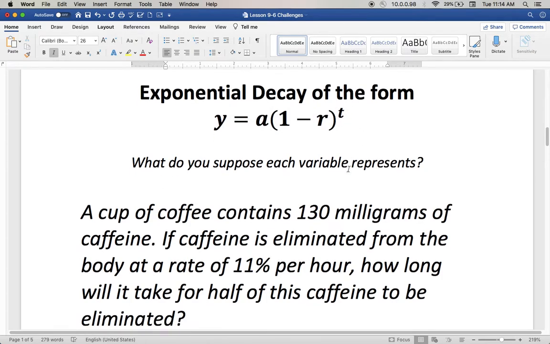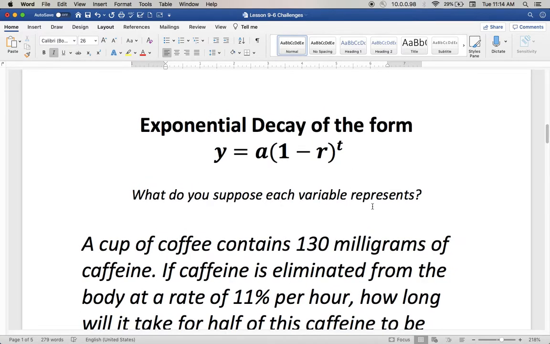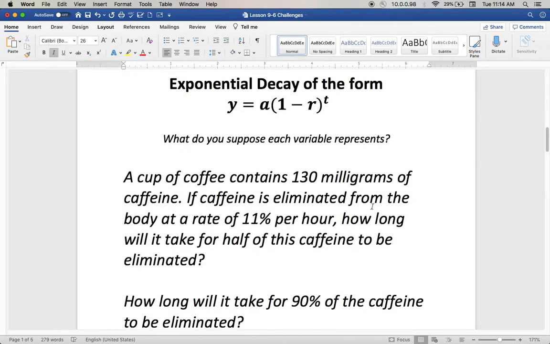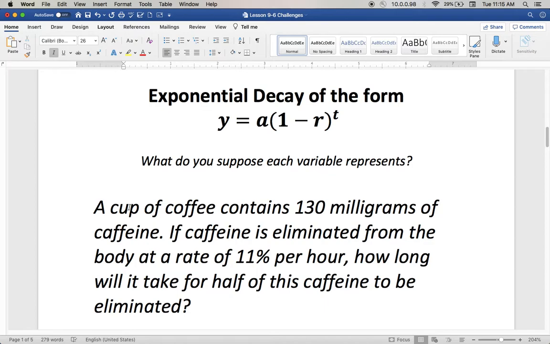So we're talking about metabolizing a drug here. And that drug happens to be caffeine. It's probably the most widely used drug on the planet. But this problem could just as easily have been about metabolizing something like alcohol or aspirin or any number of drugs. So in this case, a particular cup of coffee has about 130 milligrams of caffeine. This person eliminates caffeine from their body at a rate of about 11% per hour, and this depends on the person. How long will it take for half of this caffeine to be eliminated?